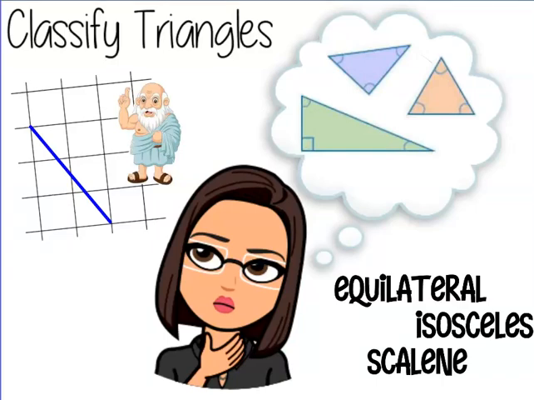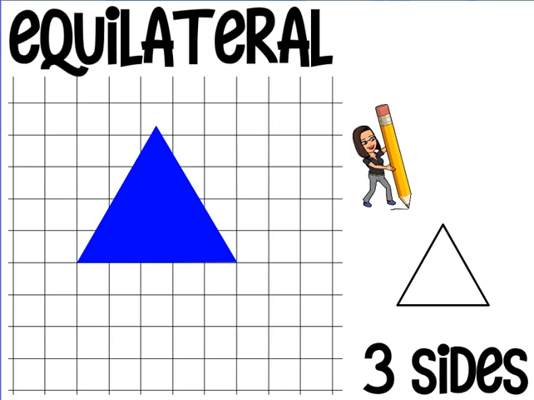In this video, we're going to learn how to classify triangles as equilateral, isosceles, or scalene using the Pythagorean theorem. Remember that an equilateral triangle has three equal sides. You'll either be able to see them directly on a grid, or you'll see the way that they're marked. They'll be marked as having three equal sides.